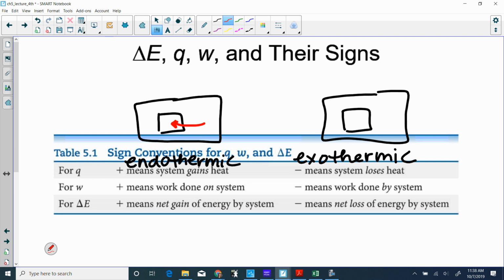That's called endothermic. If the other way happens, if the system loses heat, it has nowhere to go but to the surroundings. We are the surroundings. The water's going to get hot. The beaker's going to get hot. We can feel that gets hot. So a negative Q means that it's an exothermic reaction.